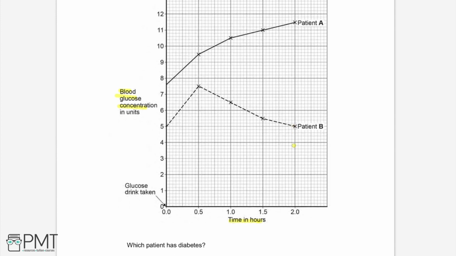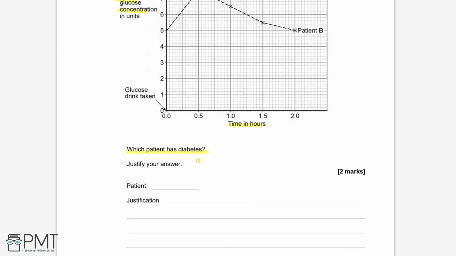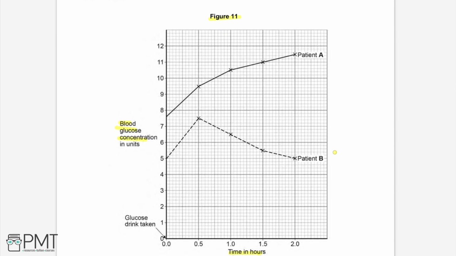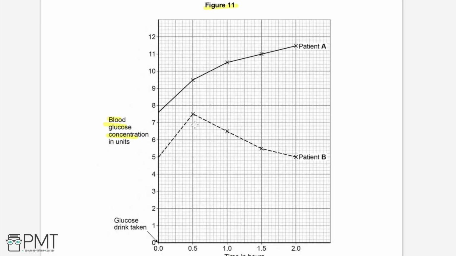The question asks us, which patient has diabetes? And it asks us also to justify your answer. Well, let's have a look back at the figure. With someone without diabetes, we would expect an initial rise in glucose due to the drink, as seen in patient B. Then insulin would begin to be produced and released into the blood, which would act to lower blood glucose levels since it's absorbed by cells in the liver.